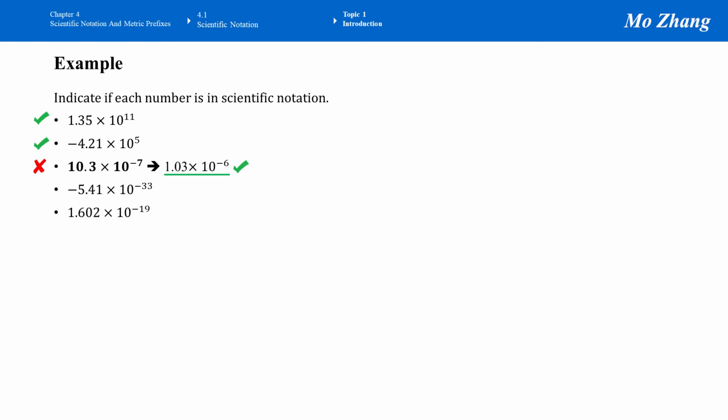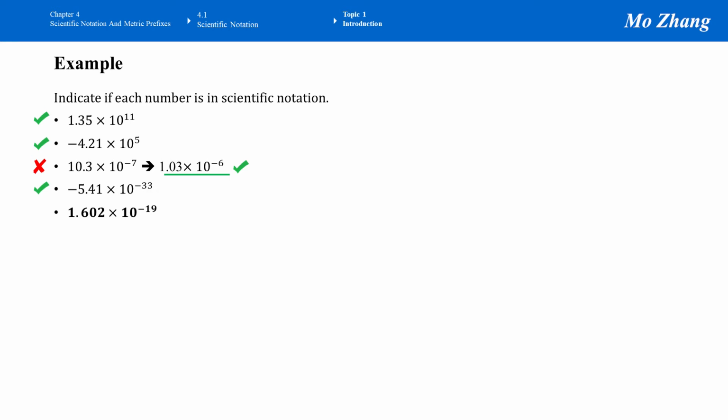Let's look at the next number, negative 5.41 times 10 to the power negative 33. The absolute value of negative 5.41 is 5.41. This number is in the range. And then the power of 10 part is 10 to the power negative 33. Therefore, this number is expressed in scientific notation.